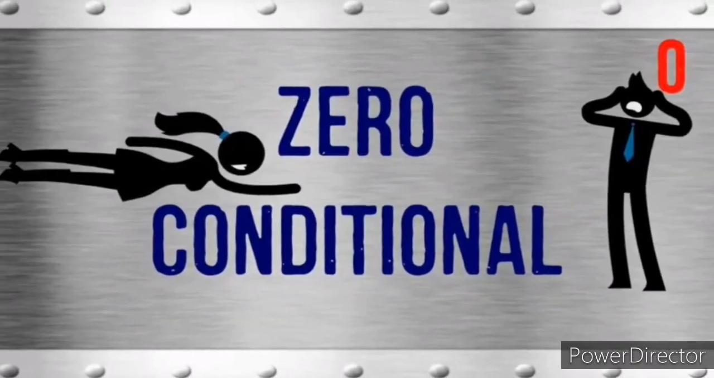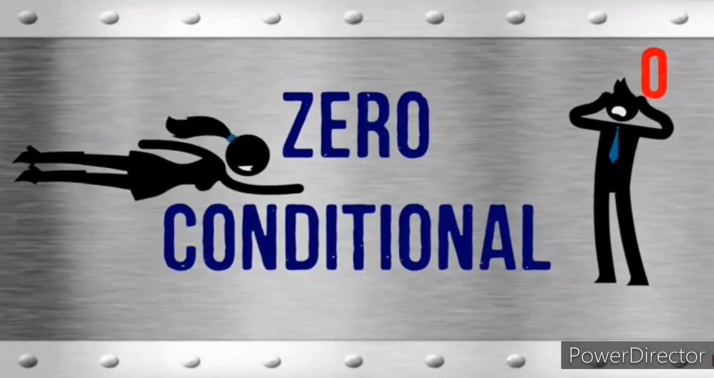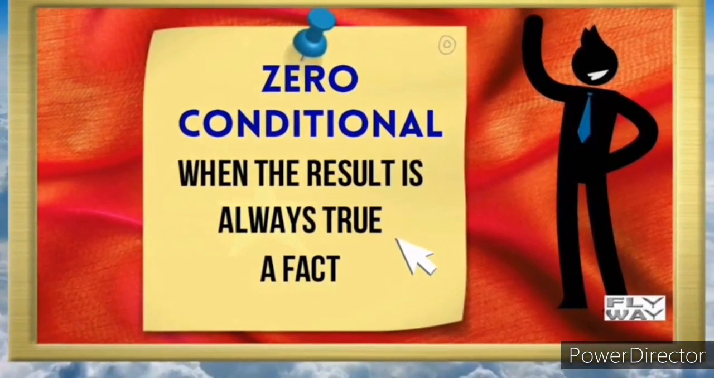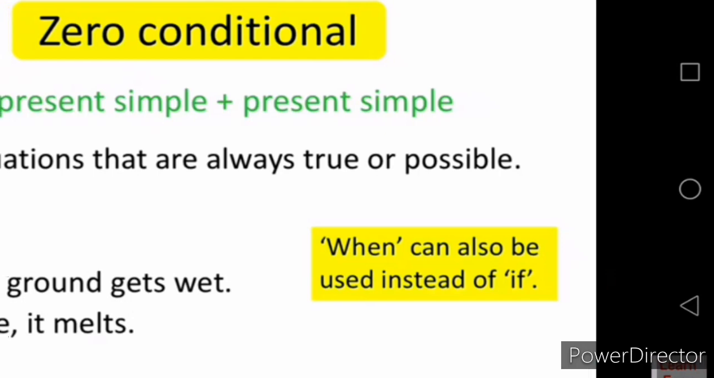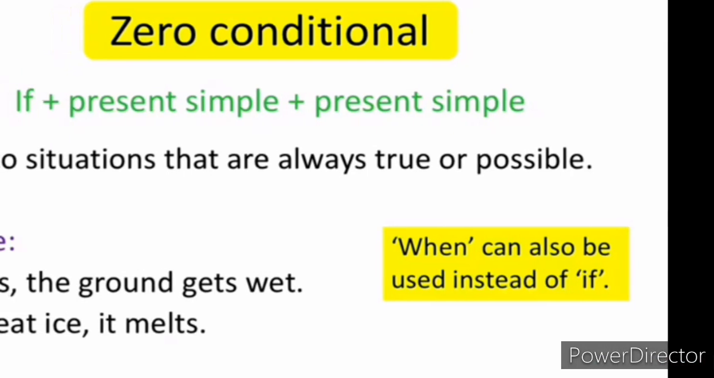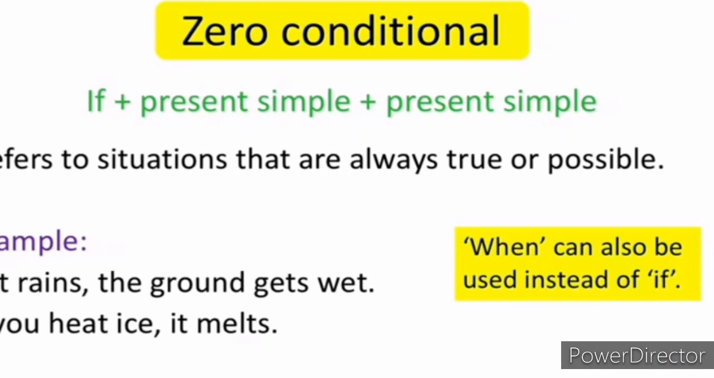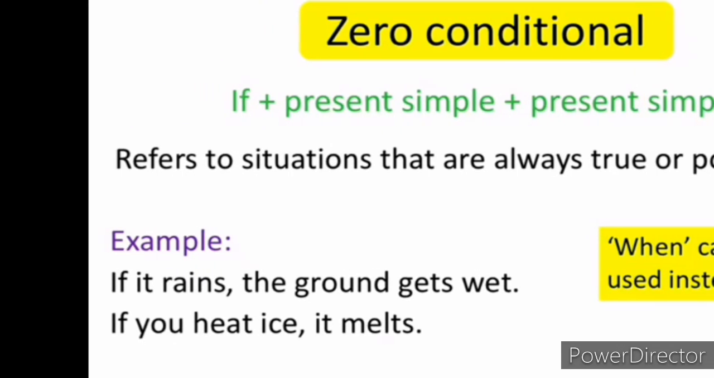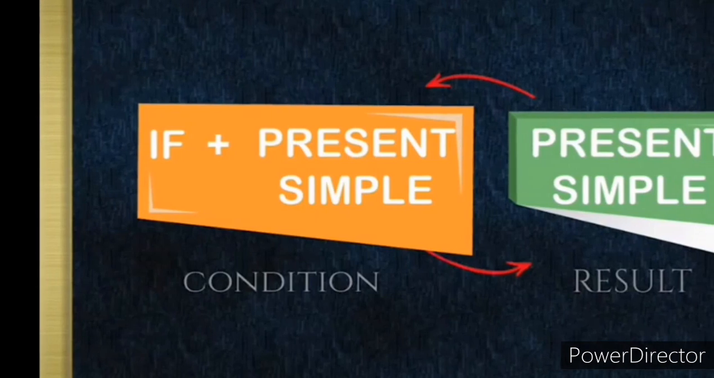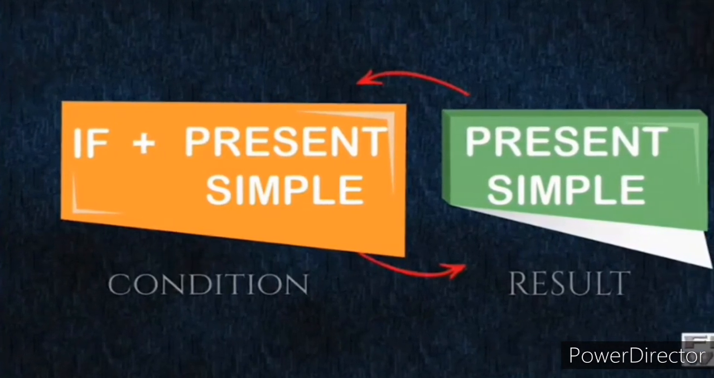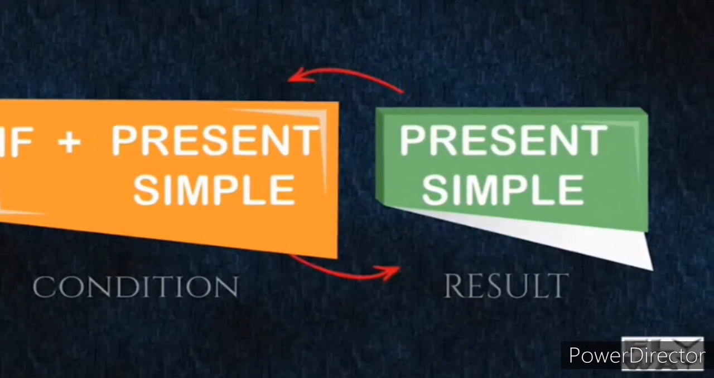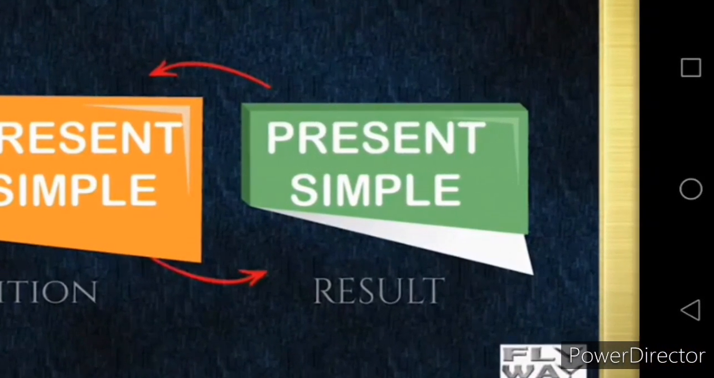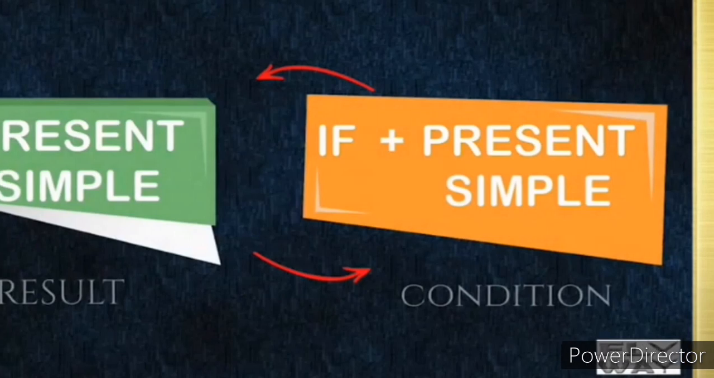Right. The first one is zero conditional, which refers to true situations. That is, if you heat ice, it melts. It is a fact, right? Here, the if clause, that is the conditional part, is with the simple present V1 form, and also the result part is with the simple present form. We can also use it vice versa, that is, it melts if you heat ice.